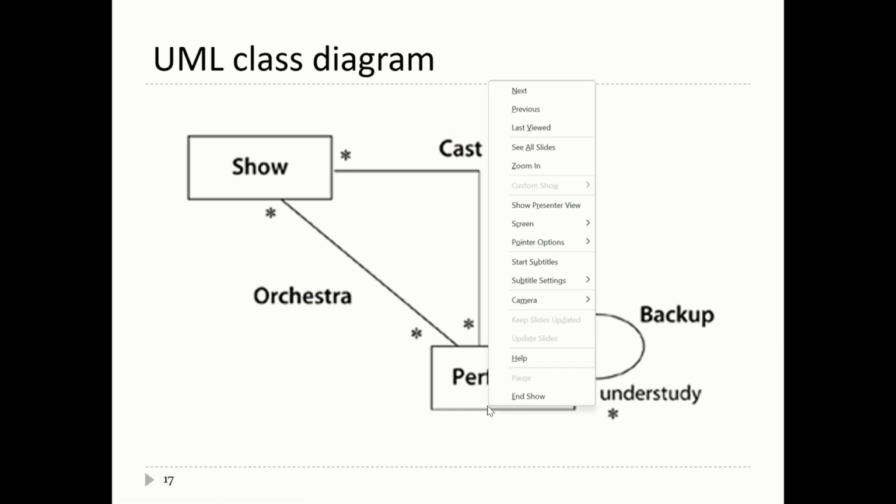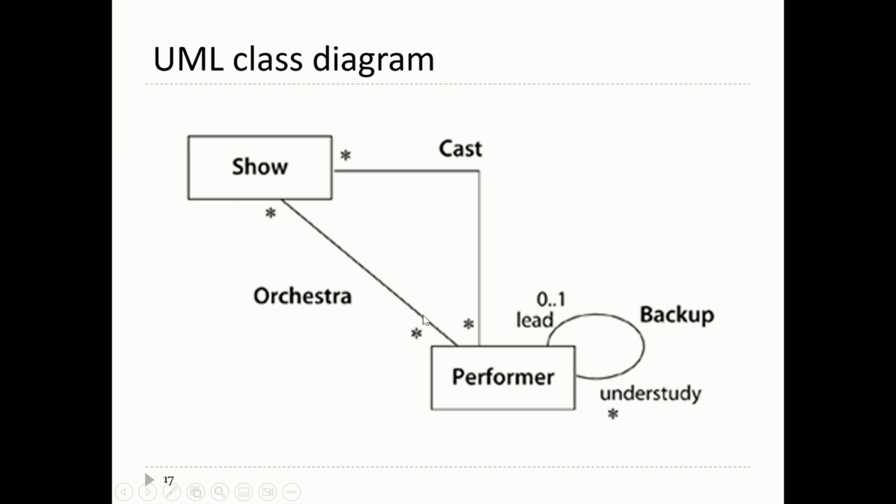So if you're a performer, then you can belong to one or more shows, as a member of the orchestra, or you can be a cast member of one or more shows. I guess 0 or more is the correct number. 0 or more shows. If you're a performer, you can also have a relationship with other performers. Right? So if you're a lead performer, then you may have 0 or more understudies. And that's what this relationship here is trying to show you in the diagram.